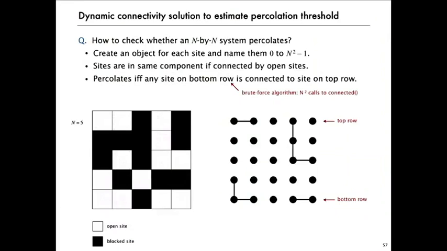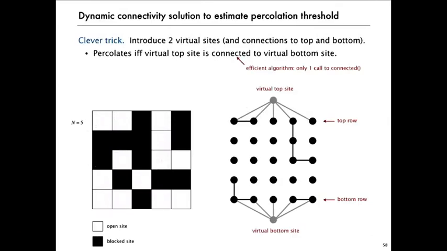doing. Now, you might say, well, what we want to do is check whether any site in the bottom row is connected to any site in the top row and use union find for that. The problem with that is that it would be a brute force algorithm, quadratic right on the face of it, because it would have n squared calls to find to check whether they're connected for each site on the top to each site on the bottom. Much too slow. Instead, what we do is create a virtual site on the top and on the bottom, and then when we want to know whether this system percolates, we just check whether the virtual top site is connected to the virtual bottom site.